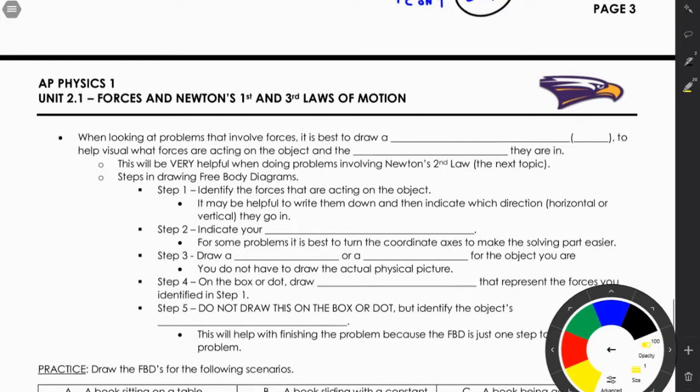Okay, so this video is going to start talking about the problem-solving process. To me, the first step in problem-solving is always the draw step. And so what we're going to do is learn how to draw free body diagrams.